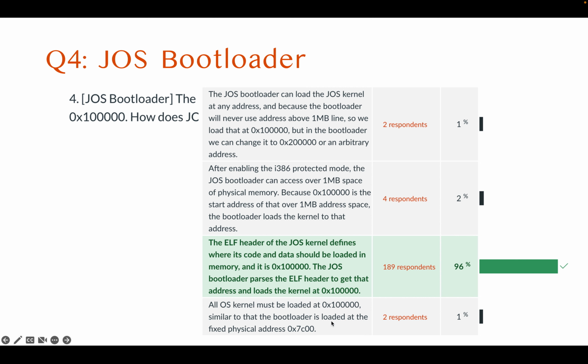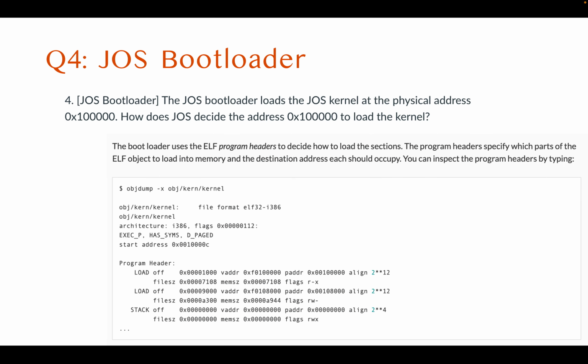Similar to that, the bootloader is loaded at the physical address 7C00. I believe some of you get confused about this because in the lab 1 exercises we practice changing 7C00 to 6C00 or some other address, then JOS will fail to boot because the bootloader expects that it will be loaded at 7C00. But the kernel expects where it is being loaded, and that is written in here. That's why we should follow the guideline.